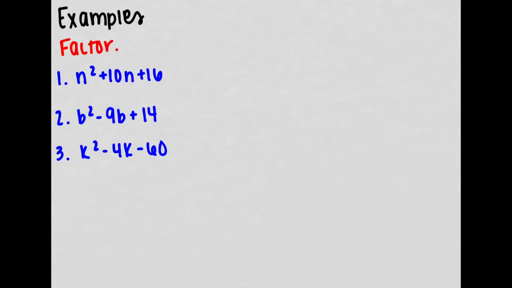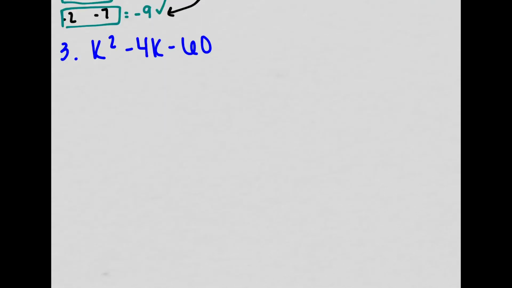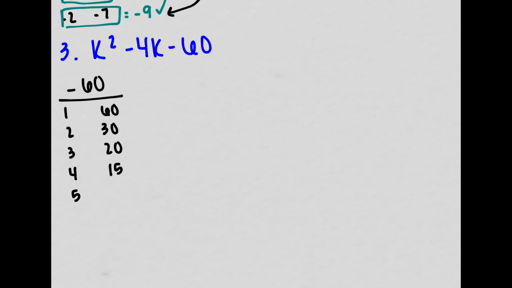Number 3 is k squared minus 4k minus 60. The number I have is -60, so it's a little bit larger. So we list out our factors: 1 and 60, 2 and 30, 3 and 20, 4 and 15, 5 and 12, 6 and 10. 7 doesn't go into it, 8 doesn't go into it, 9 doesn't, and at 10 we start repeating.